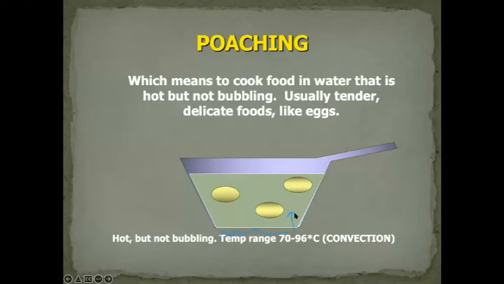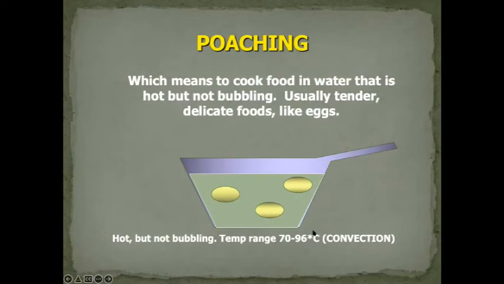So the medium is getting heated first. Once the medium gets heat, it will heat the food stuff. So the medium gets heated first and the food stuff gets heated accordingly. So this is called convection. This method of cooking is called convection. So method of heat transfer is convection. Method of cooking is poaching.